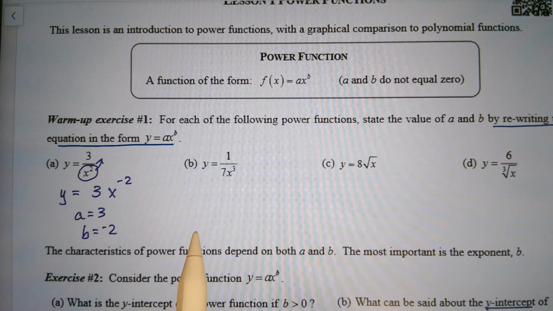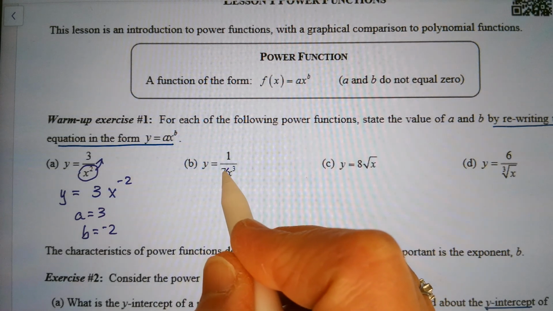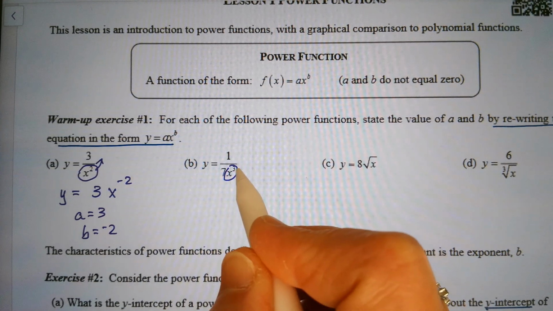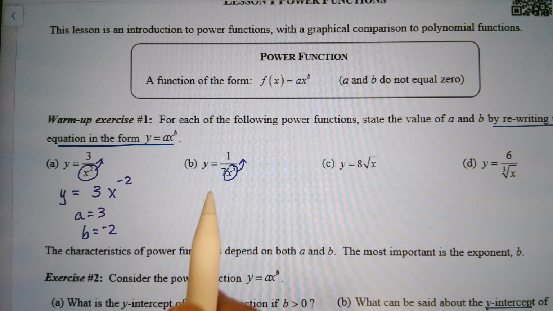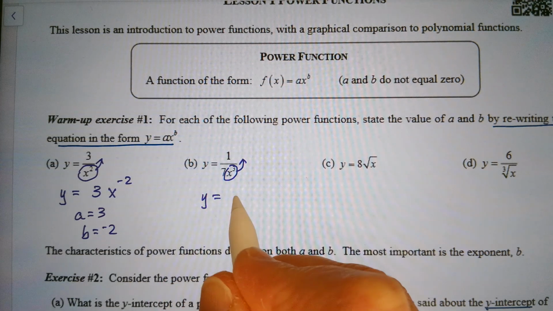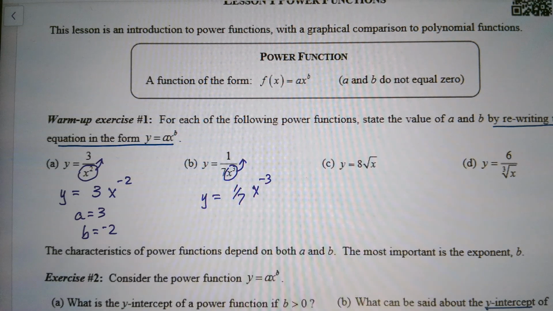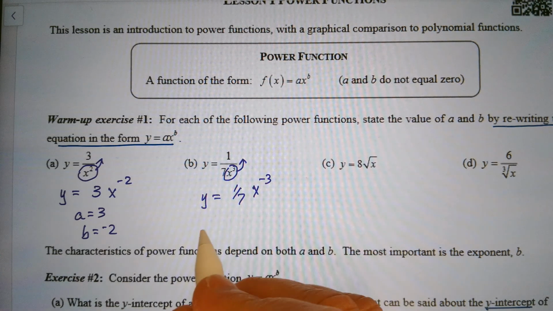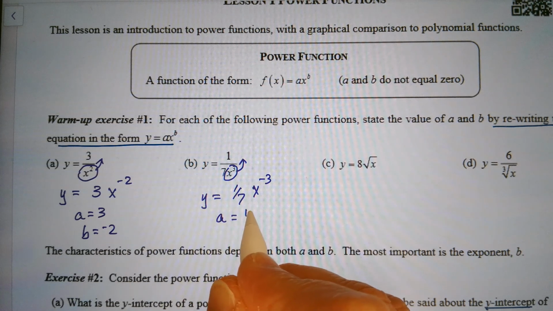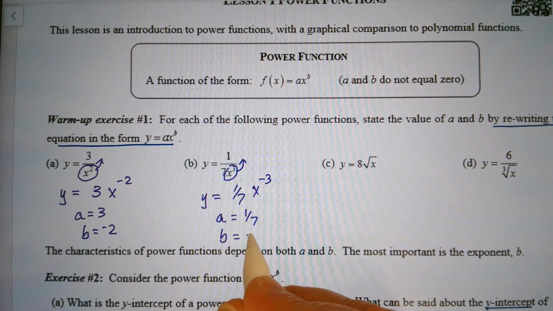For b, y equals 1 over 7x to the third. Just the x to the third needs to be pushed up. The 7 stays where it is. Y equals 1/7 x to the negative 3. A equals 1/7, b equals negative 3.